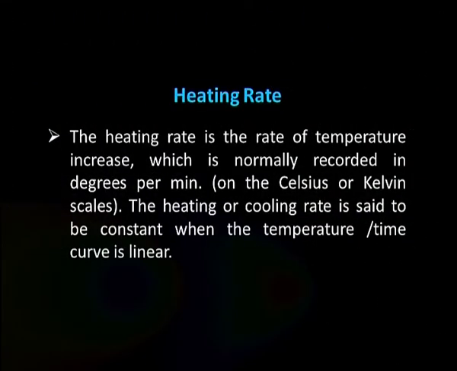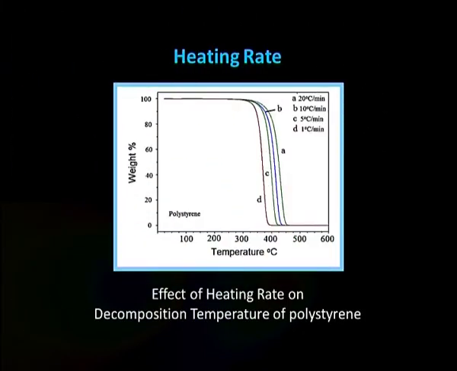Heating rate is the rate of temperature increase which is normally recorded in degrees per minute on the Celsius or Kelvin scales. The heating or cooling rate is said to be constant when the temperature time curve is linear. Here we are showing you the effect of heating rate on decomposition temperature of polystyrene. You can see here on the x axis we are plotting temperature in degrees Celsius, whereas on the y axis we are showing weight percentage.